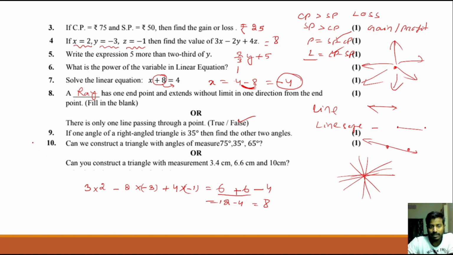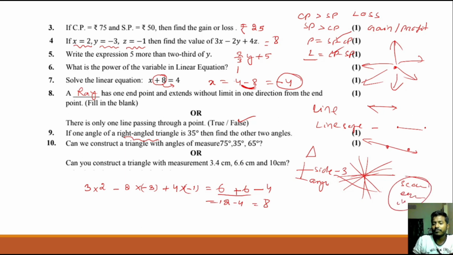Next, question number 9. If one angle of a right angle triangle, first tell me, there are 3 types of triangle. Suppose this is a triangle. Triangle means according to side, there are 3 types, and according to angle also 3 types. Side means one is scalene, equilateral, then isosceles. Then angle means right angle triangle, obtuse angle triangle, and acute angle triangle. Yes or no?